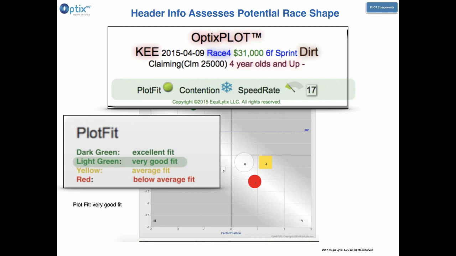Horses just don't line up, for whatever reasons we're mixing together. It's not to say you can't use a plot like that to upgrade or downgrade a horse, but in general, those races just don't have the same flow as the green races. So one of the first things OptixPlot does is help you decide: is this a race where I could really understand the pace or not?